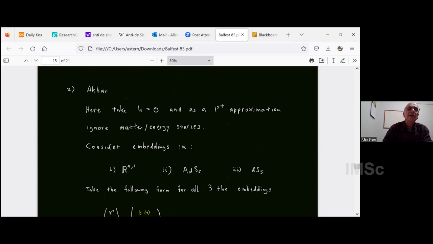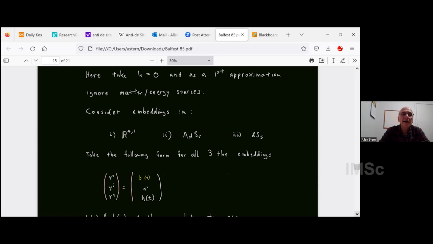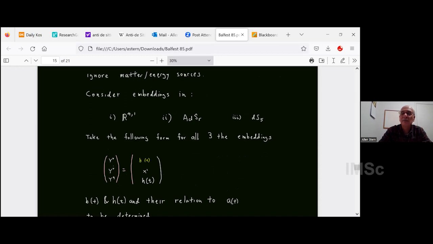What I'll do is consider, again, that the background can be curved. I'll consider three examples. First example is actually a flat background, but I'll use curved coordinates or non-Euclidean or pseudo-Euclidean coordinates to describe it. And then I'll look at the example of anti-de Sitter space in five dimensions and de Sitter space in five dimensions. For all three examples, I'll take the embedding to be of this form. Again, I'm following a paper by Akbar. There are two functions in this embedding, one in the expression for y zero, and the other for y four. So one's called b of t and h of t, and I need to relate those functions to the scale parameter in the Robertson-Walker metric. Okay, so let me start with the flat case.